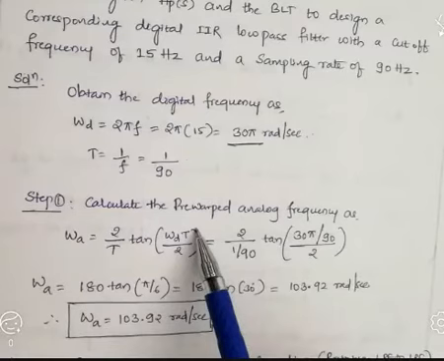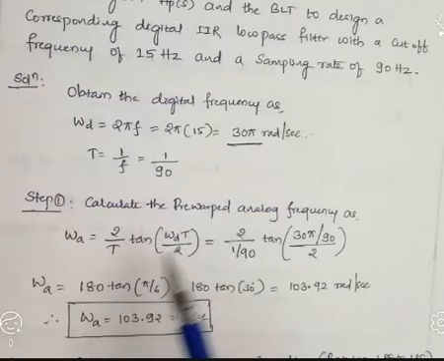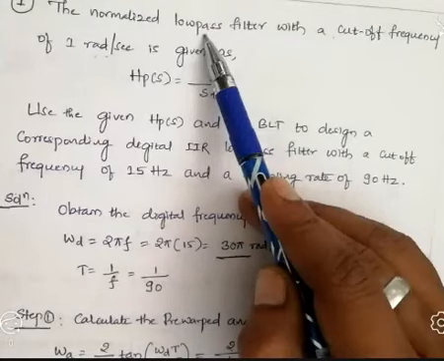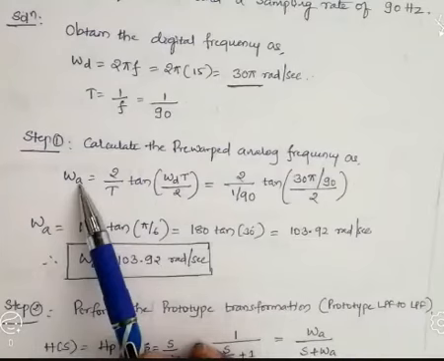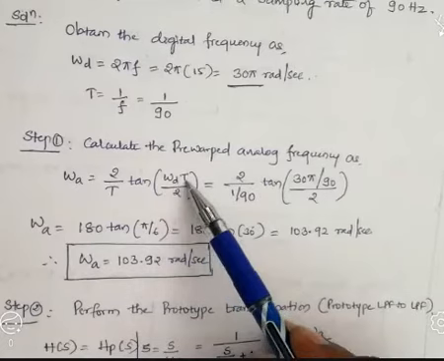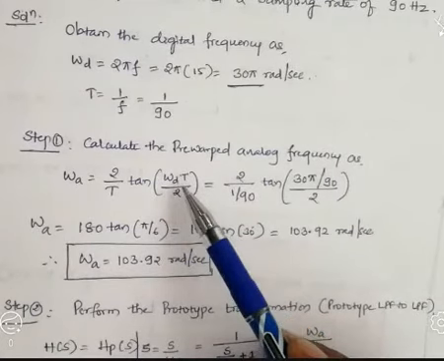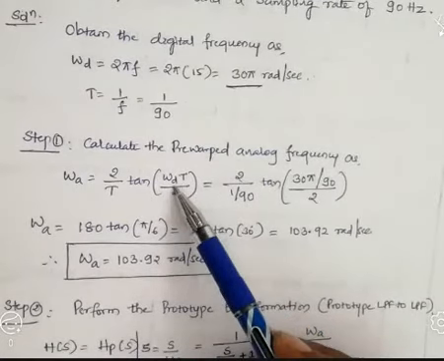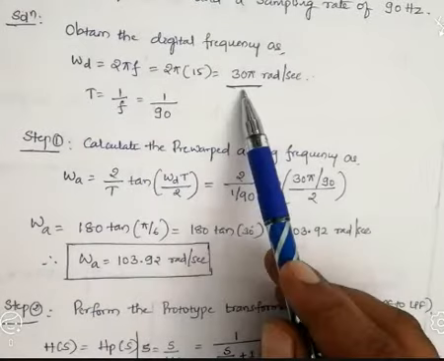So what is the formula? In this example, it is a low pass filter, and for low pass filter we have the formula omega A, where A stands for analog frequency. We are calculating analog frequency from the digital frequency. Omega A equal to 2 by T tan of omega D multiplied by T divided by 2. Omega D stands for desired frequency, already calculated, that is 30 pi radians per second. Substitute here. T is already calculated, that is 1 by 90.